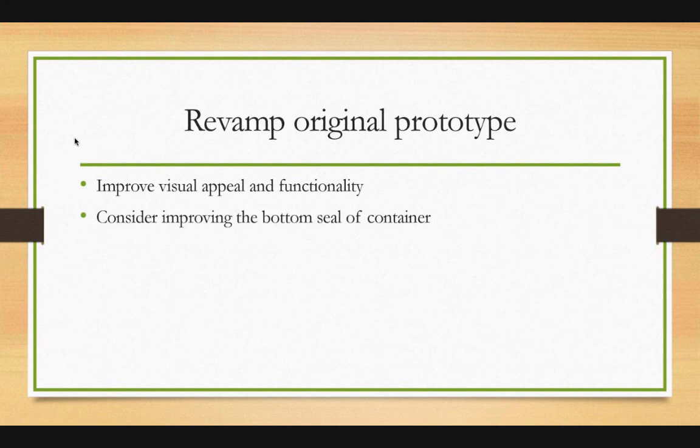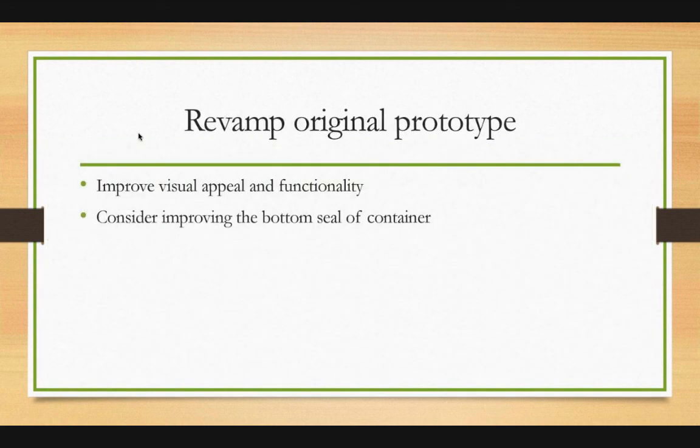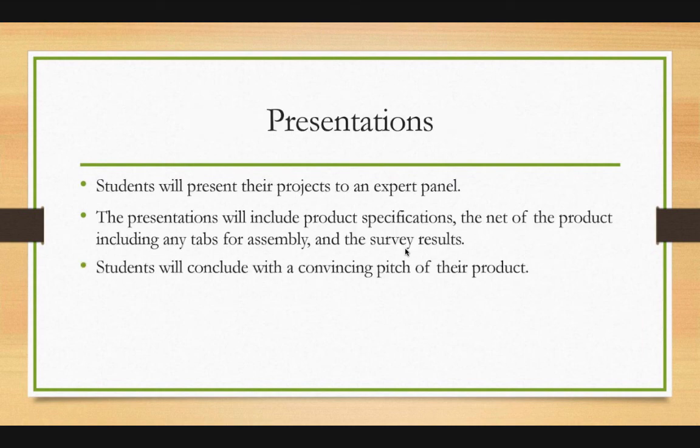So, for example, based on the survey, we want to improve visual appeal and functionality because we can see that those were pretty low. Poor and good were the majority of the responses there. And we might want to consider improving the bottom seal of the container, as I mentioned earlier, taking out that one tab, and possibly changing the size of the trapezoids to make sure that it seals the best.